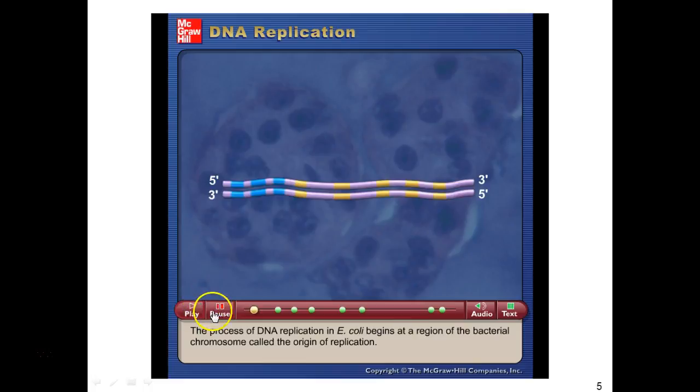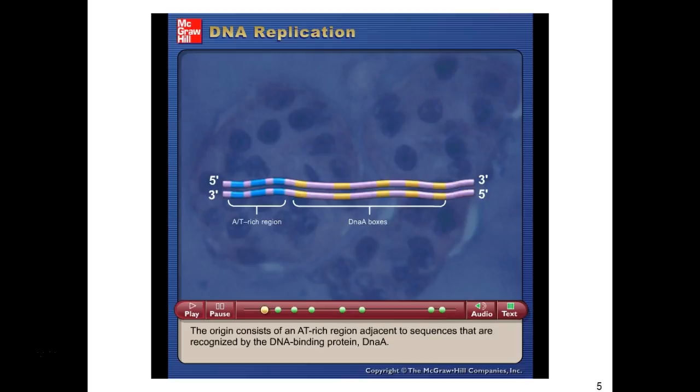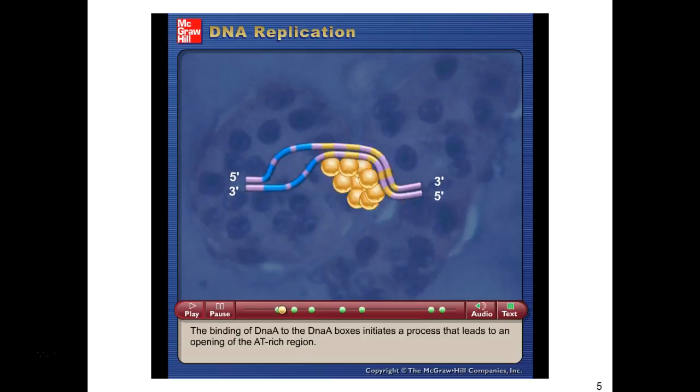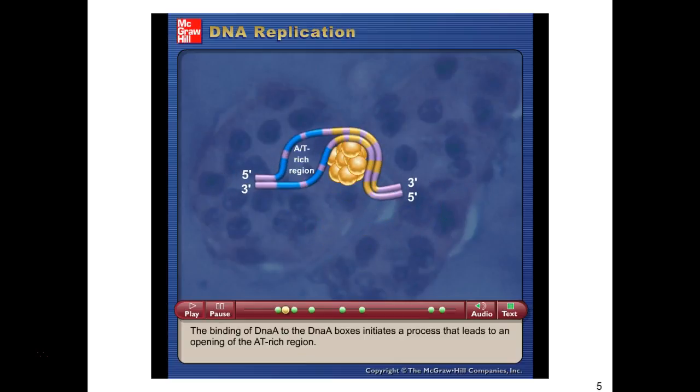Begins at a region of the bacterial chromosome called the origin of replication. The origin consists of an AT-rich region adjacent to sequences that are recognized by the DNA binding protein, DnaA. The binding of DnaA to the DnaA boxes initiates a process that leads to an opening of the AT-rich region.